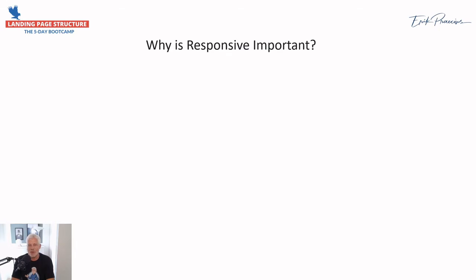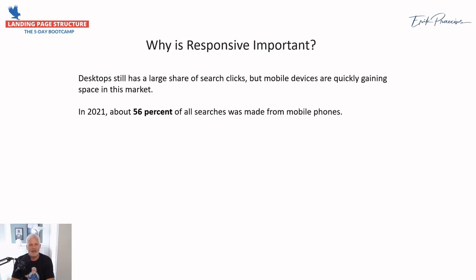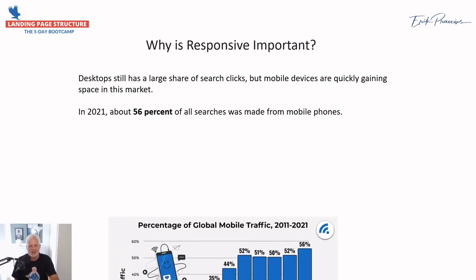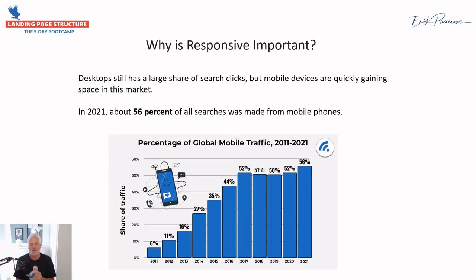So why is it important? Well, I know desktops still have a large share of search clicks, but mobile phones are, as you can see on this picture, the percentage of global mobile traffic is exploding. So you need your landing page to be responsive so it looks really good on a mobile phone or on a tablet. So that is really important.